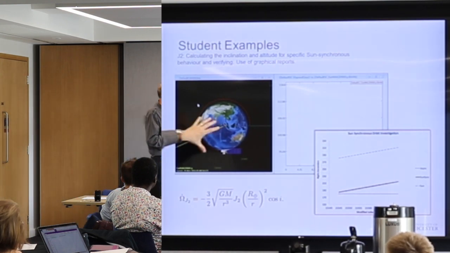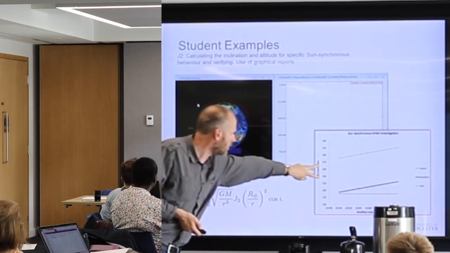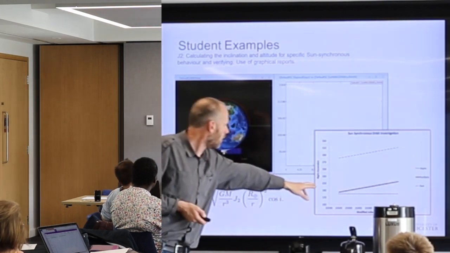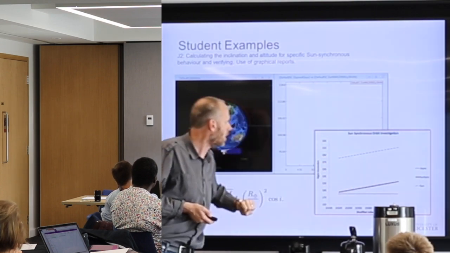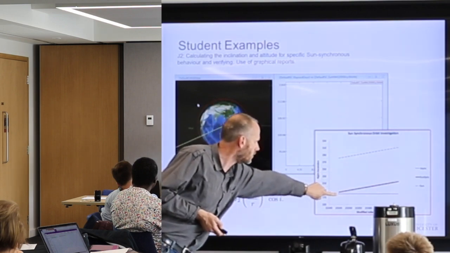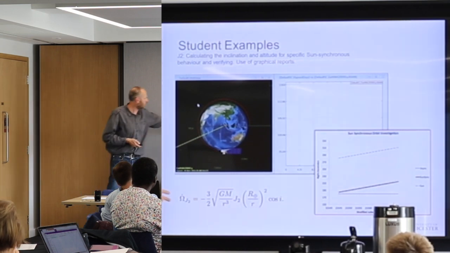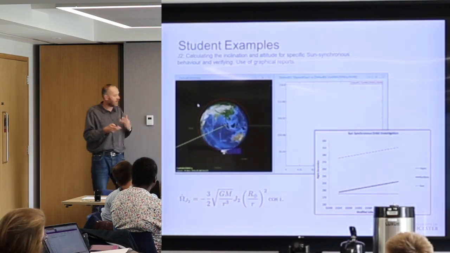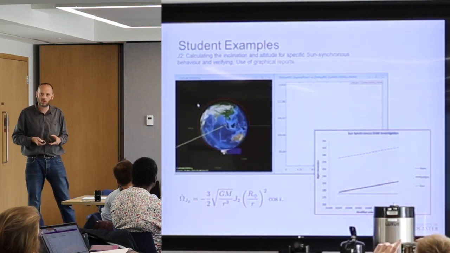So the students use the extensible interfaces, and they use data from GMAT to plot something a little bit more meaningful. So in this case, for example, we've got the right ascension of the sun as the solid line, and we've got a non-sun synchronous orbit and a sun synchronous orbit. So they can test their application of things like the rate of change of the right ascension of the ascending node, and establish the relationship between inclination, orbital radius, and the sun synchronous condition.